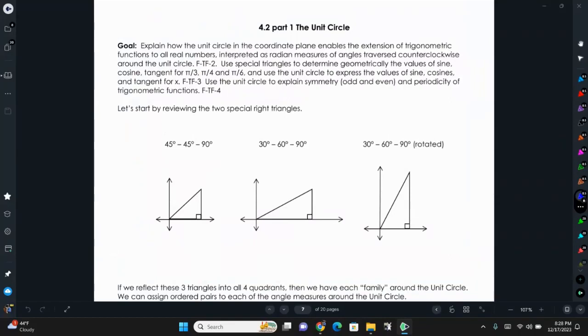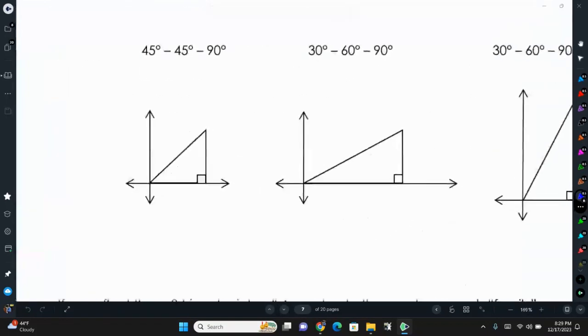Today we're going to talk about the unit circle again and revisit that, but now talk about the x and y coordinates on the unit circle to go with our angle and radian measures. So before we do that, I want to review these special right triangles from geometry.